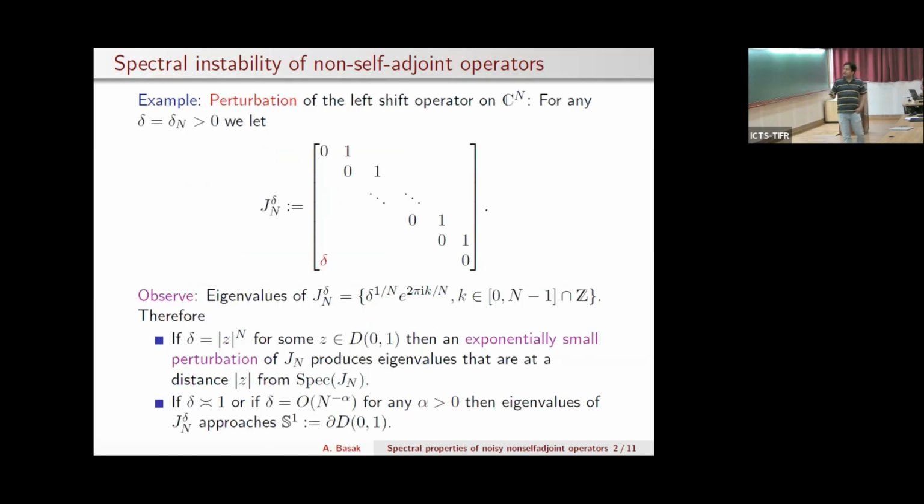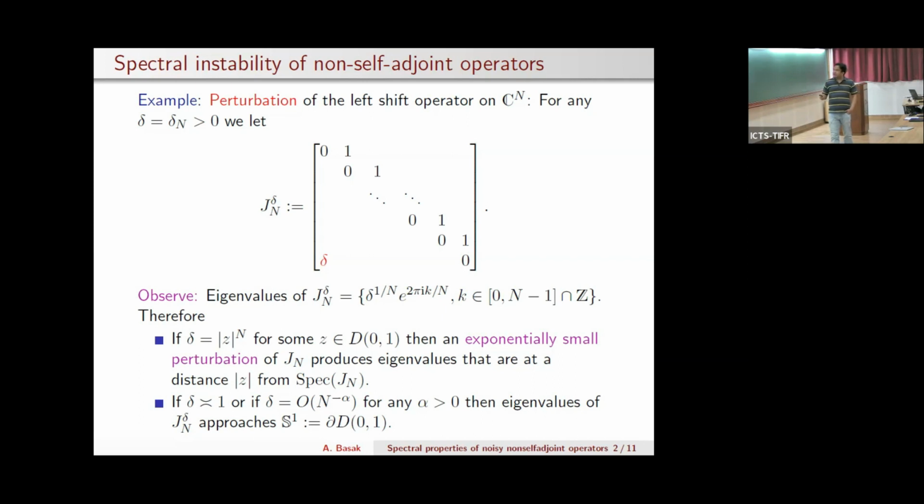So this basically gives rise to the following phenomenon. Let's say I take this J_n again, and I make a small change in the lower left corner. I put some delta over there. Then you can sit down and check that this J_n^delta has eigenvalues which are basically discrete uniform on the circle of radius delta to the power 1 over n. You can just compute the determinant and reduce it from there.